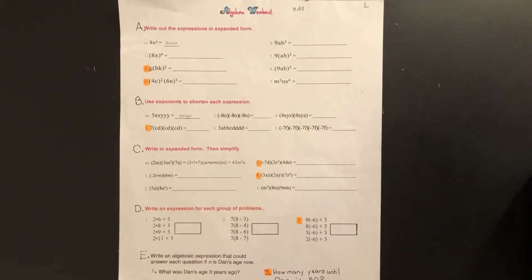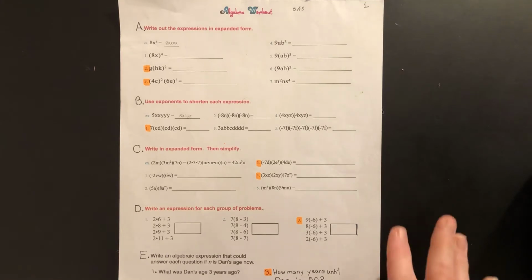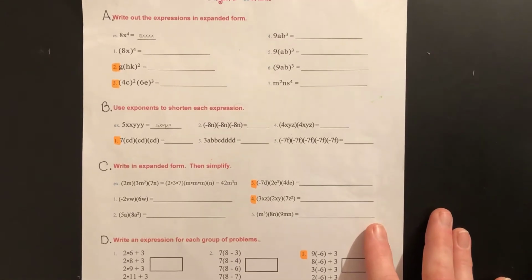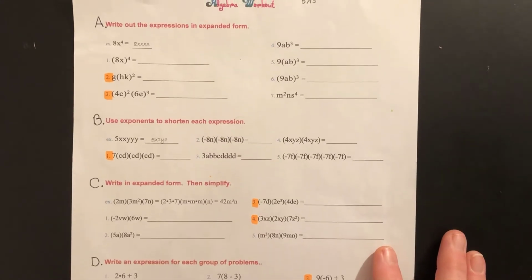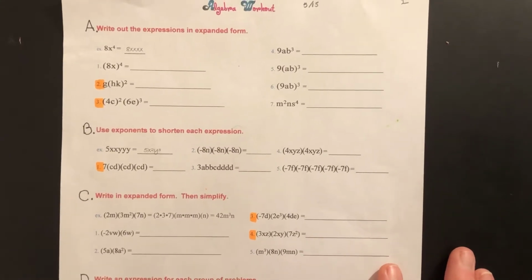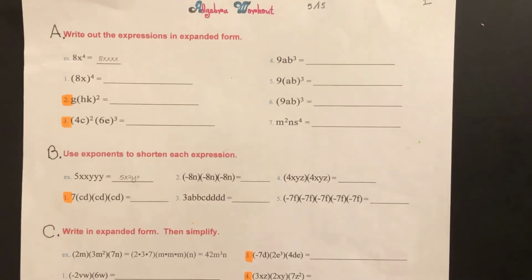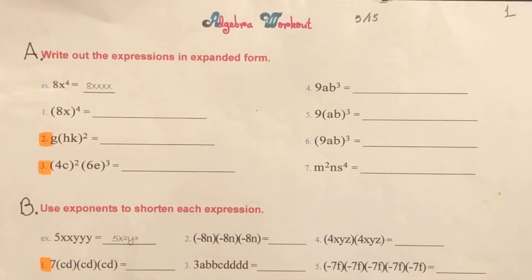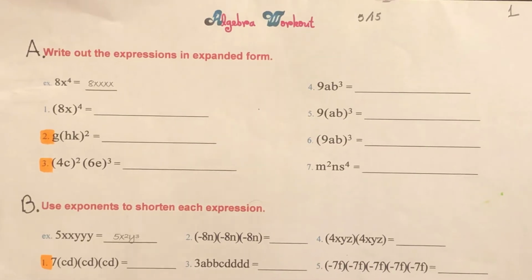Let's do some algebra today. We'll start with lots of terms. In fact, 3 sections, A, B, and C, all of just terms. Look at A. We'll do numbers 2 and 3 together. You see the sample is done.